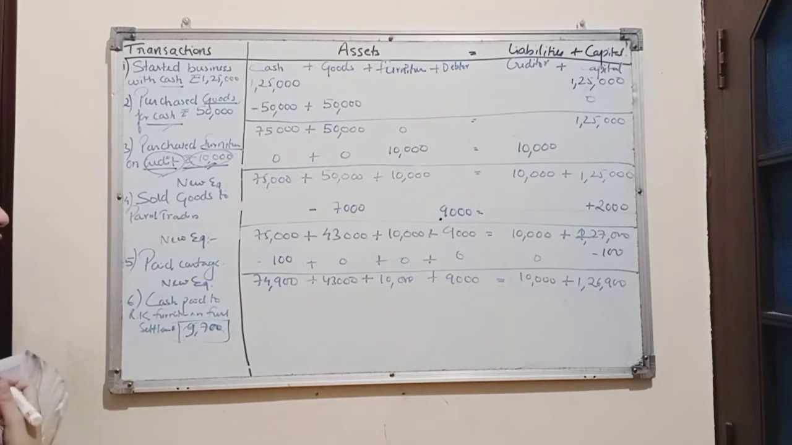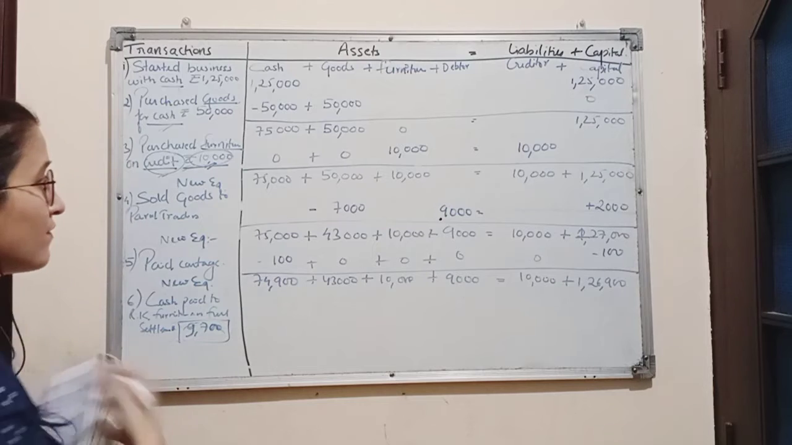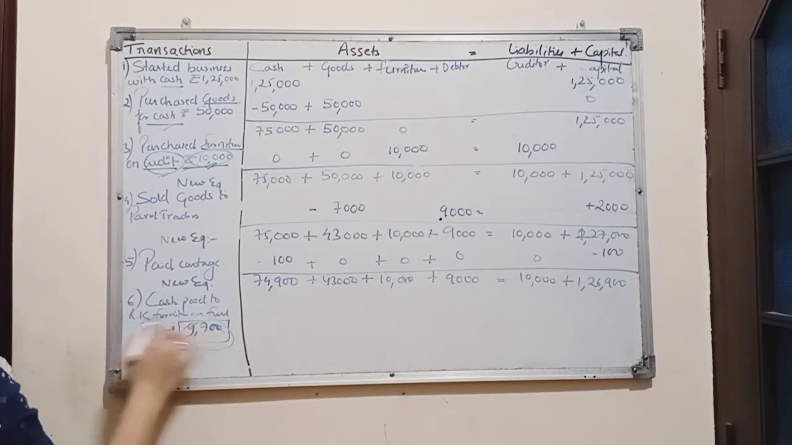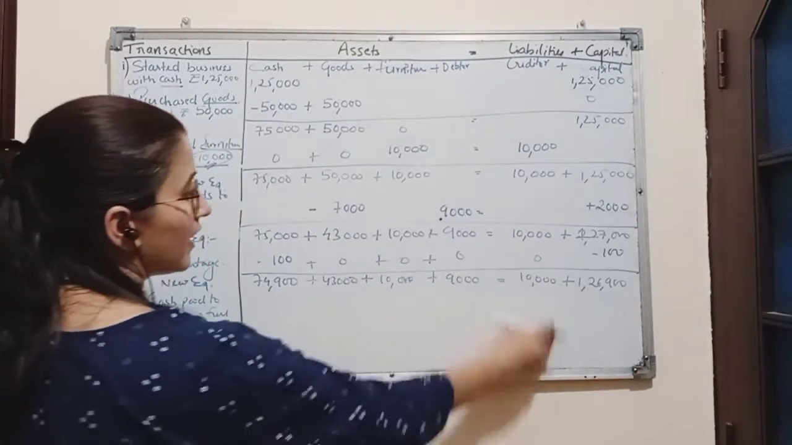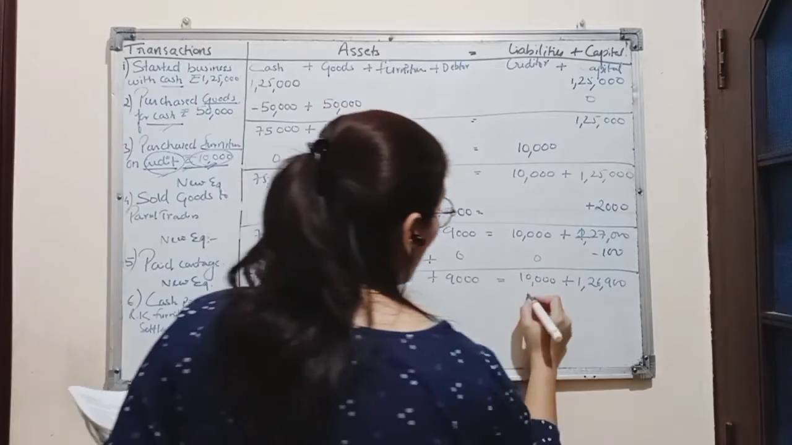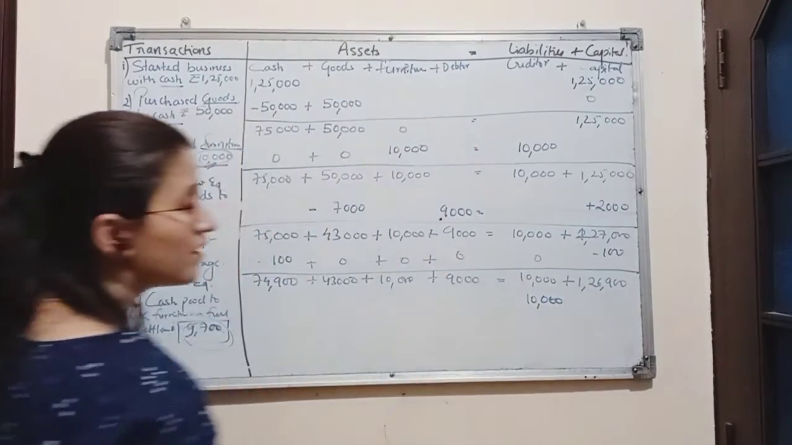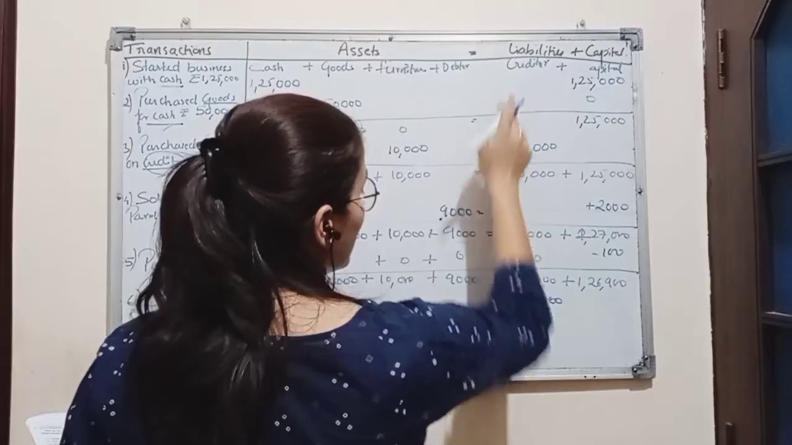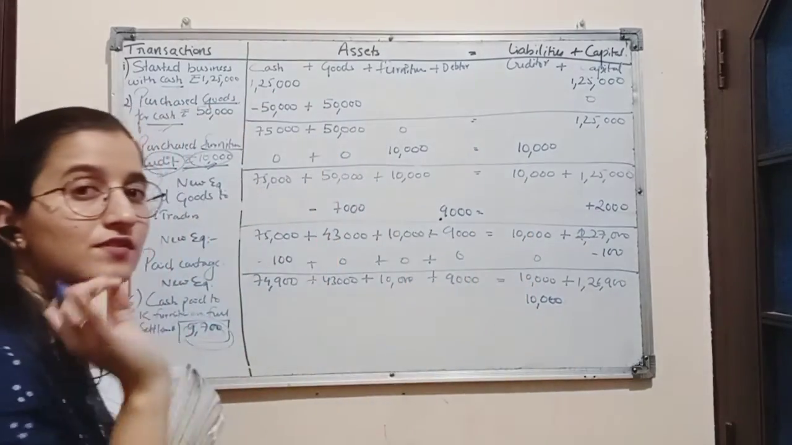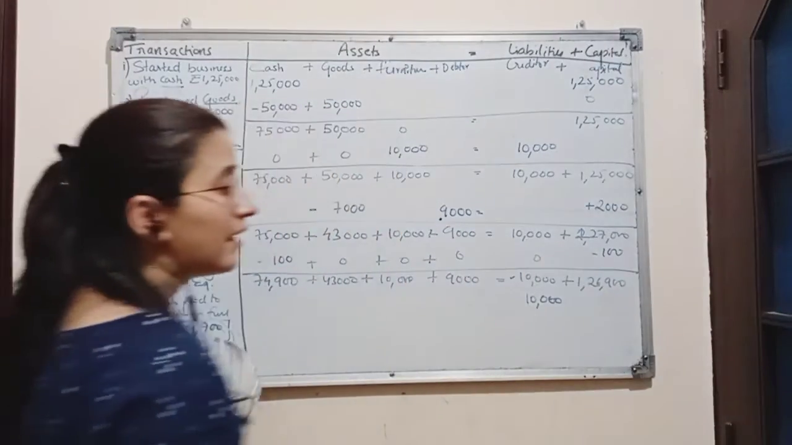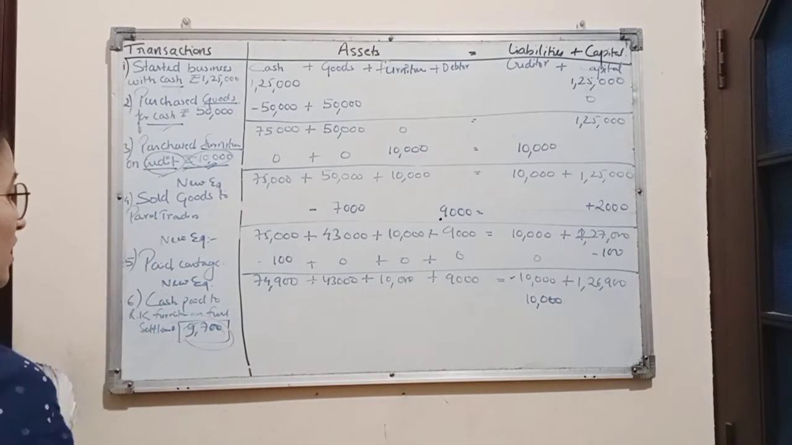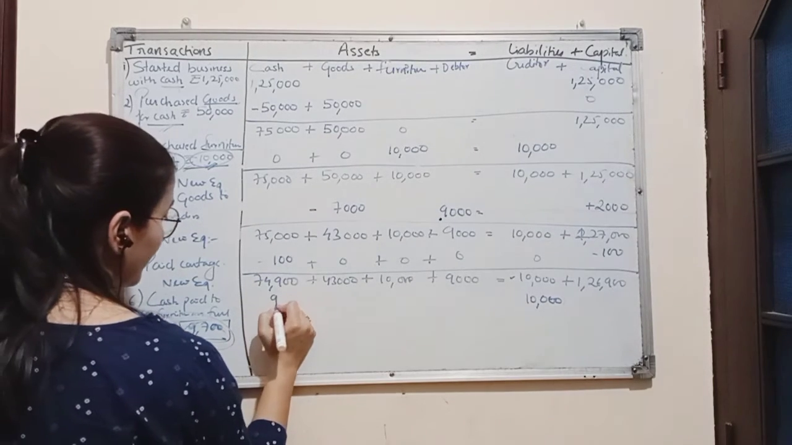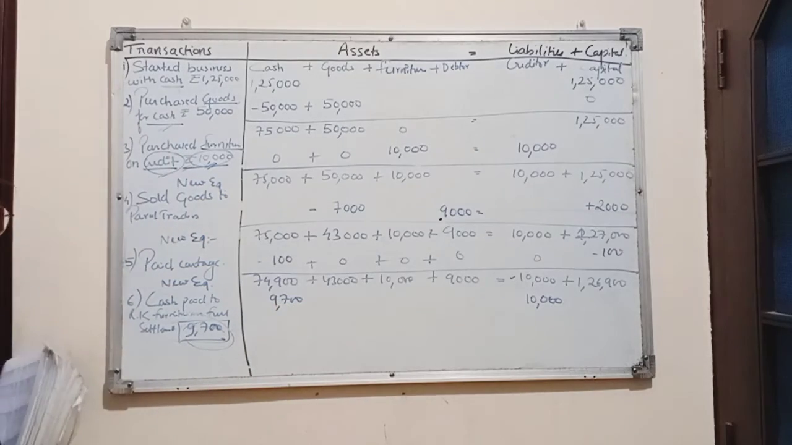So 10,000 was the credit amount for us. We have to pay 10,000, but RK Furniture has agreed to receive only 9,700. That means our creditor has been paid off. We will deduct 10,000 from it. Why? Because he has agreed to receive 9,700 in place of 10,000. That means our creditors are now written off. Cash has been paid amounting to rupees 9,700. So we will deduct this amount from the cash column.